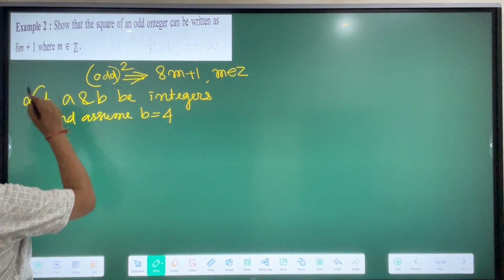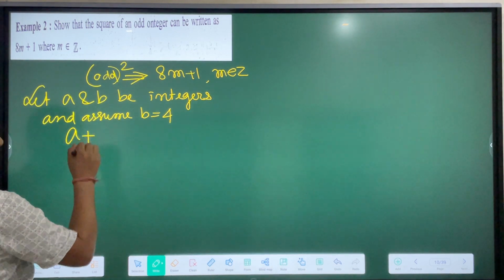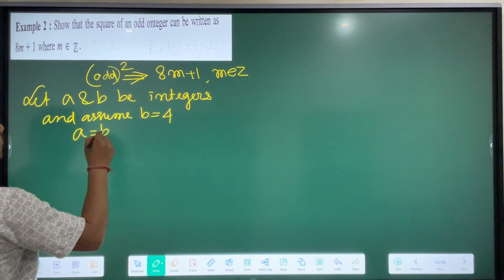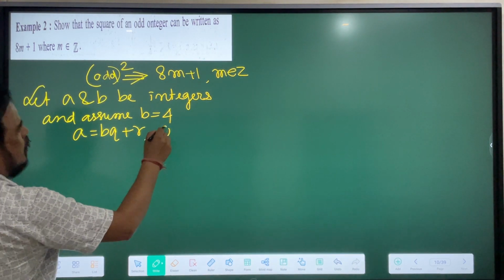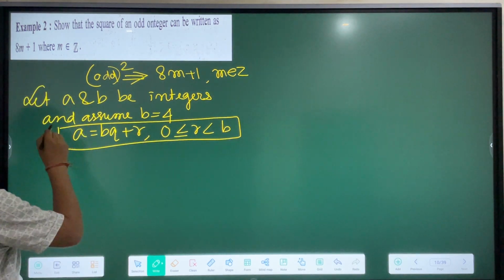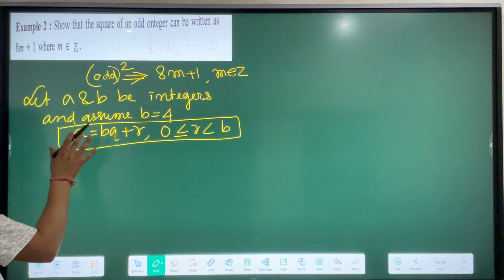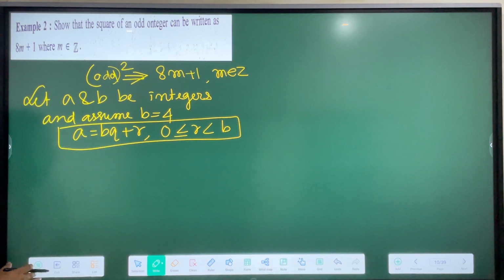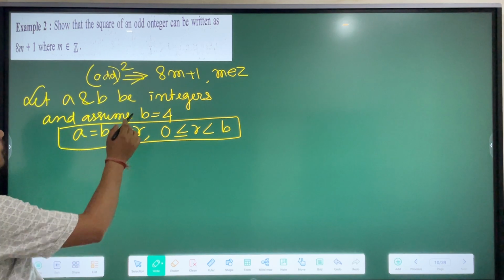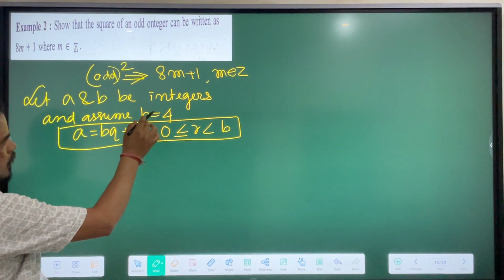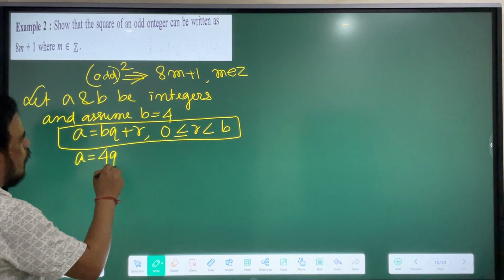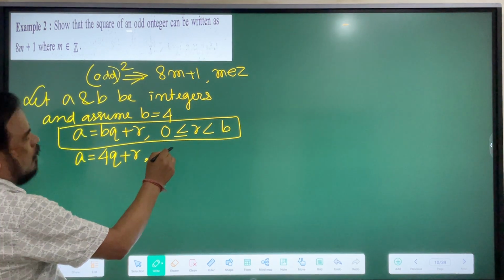Since b equals 4, let us write first a is equal to bq plus r, 0 less than or equal to r less than b. This is the formula. This one is the main line, this one is the standard form. This is the non-standard form. So in this only we have to do all the sums. So here we have taken b equals 4. So what do you learn? A equals 4q plus r. What is r now?